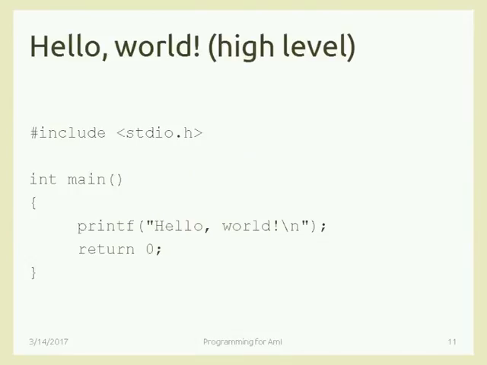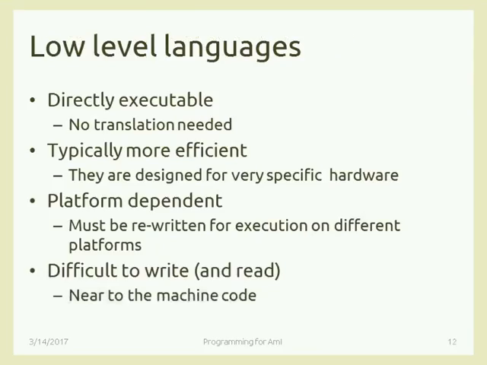A low-level language, instead, is directly executable, so no translation is needed on your computer. It's typically more efficient because low-level languages are designed for very specific hardware, for a very specific platform. However, they are platform-dependent, so they must be rewritten entirely or partially for execution on different platforms. And they are also difficult to write and to read, since they are nearer to machine code.